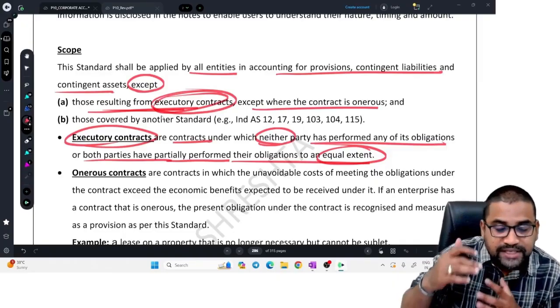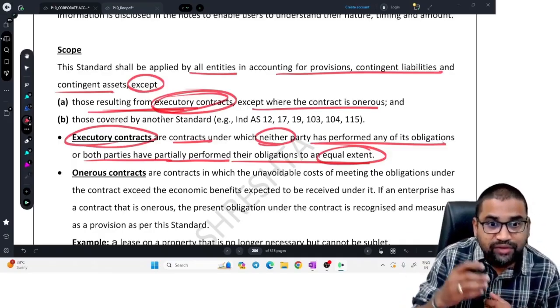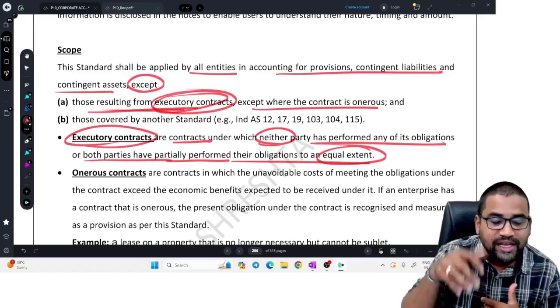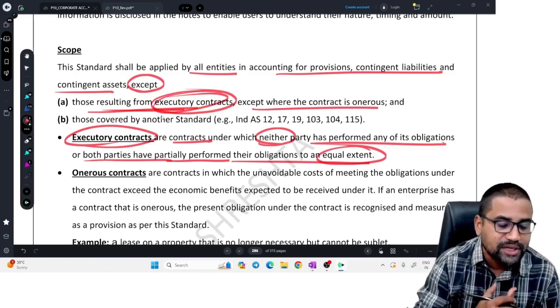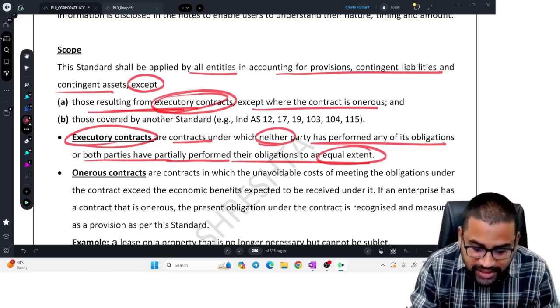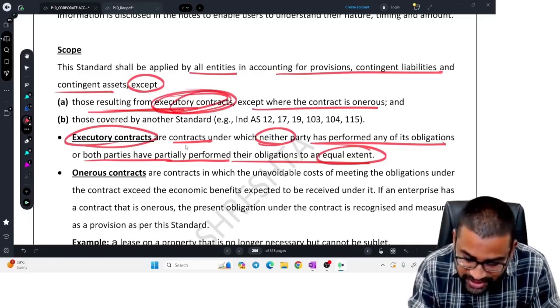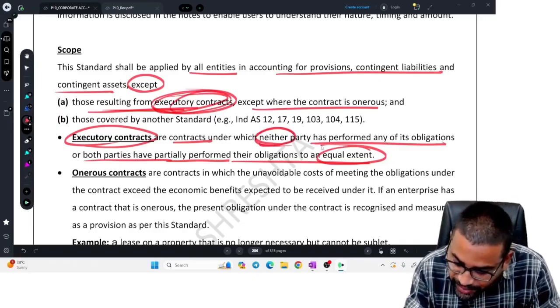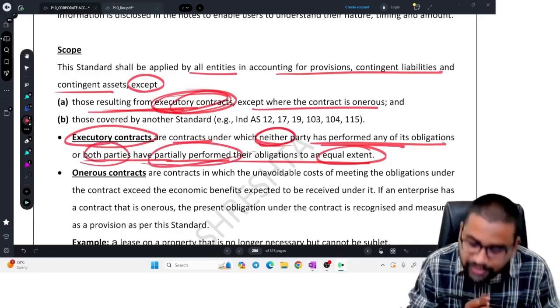Because the basic object of this standard is, whenever there is an obligation, whenever one party can enforce the other party, either legally or through constructive obligation, then a provision, contingent liability, or contingent asset will come. But here, if the contract itself is executory in nature, that means a contract under which neither party has performed any of its obligations, or both the parties have partially performed their obligations.